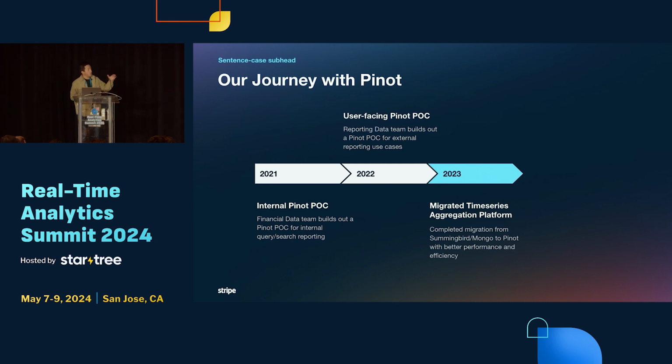So we completed that migration of the time series aggregation platform in 2023, and the system has been running fairly stably ever since. This was a pretty large undertaking because we migrated well over 100 tables to Pinot and achieved better performance at lower costs.